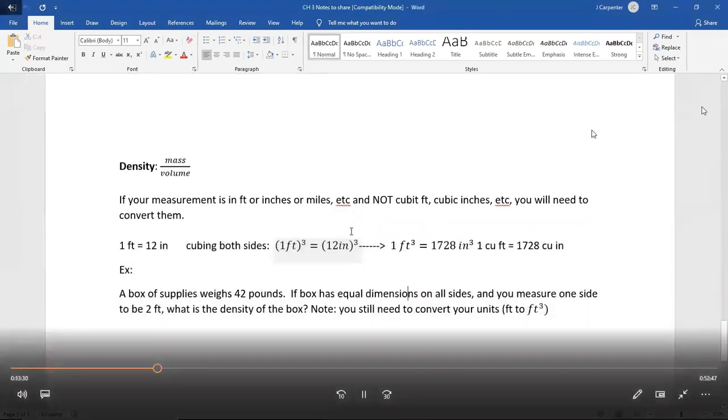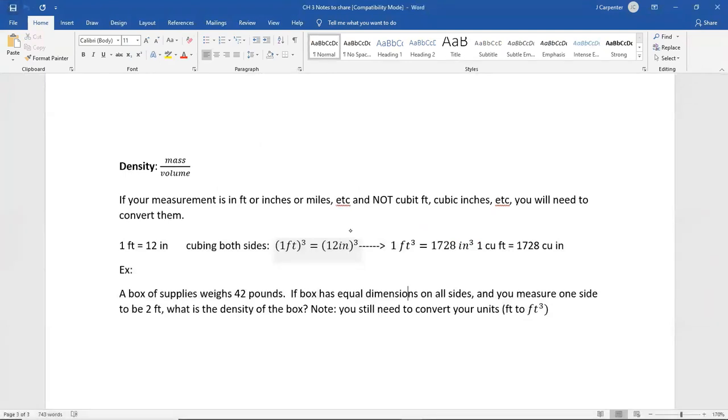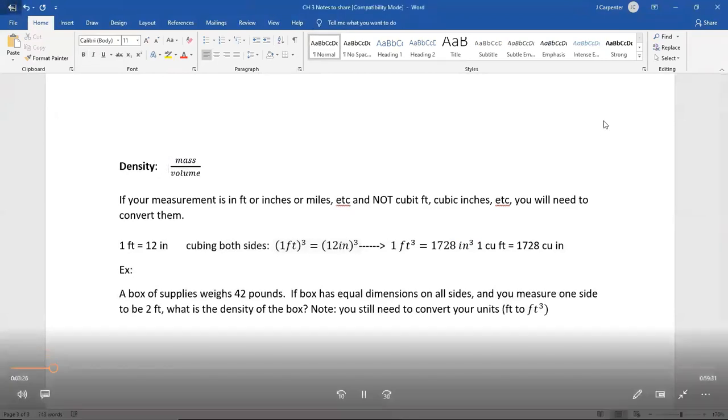So we've done everything from chapter 3 except for density, and here we are. So density is a ratio. Oh my, a ratio? What is that? I've never seen a ratio before in my life. Well, that's just a bold-faced lie if you're in this class.